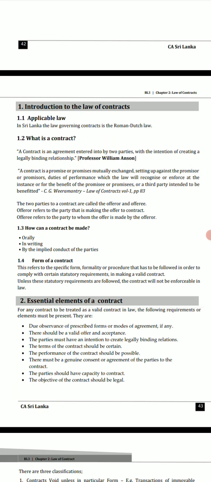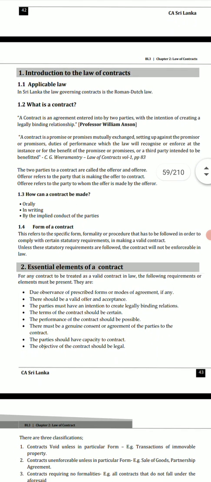Professor William Anson states that a contract is an agreement entered into by two parties with an intention of creating a legally binding relationship. And C.J. Veeramantri, a prominent lawyer and lecturer of this country, states in one of his books how a contract is made. Three simple things: orally, in writing, or by implied conduct of the parties. It's that simple.